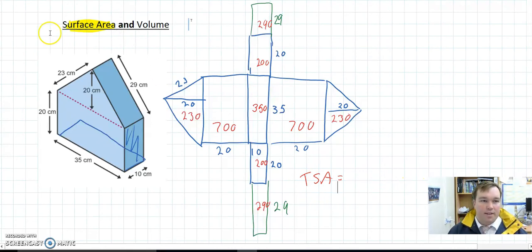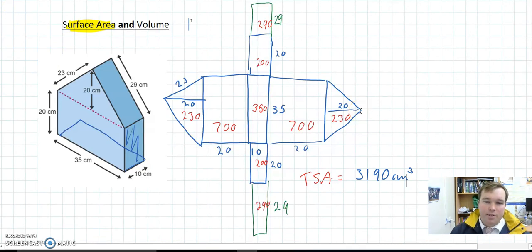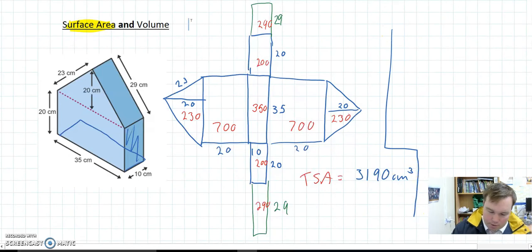And then the total surface area is the sum of all of these sides. So I'll pause while I add this up, but you should be able to go through it nice and systematically. And our answer is 3,190 centimeters squared. That's surface area, so squared, not cubed. If we're working with area, squared.